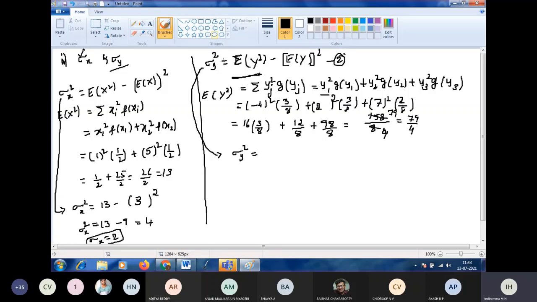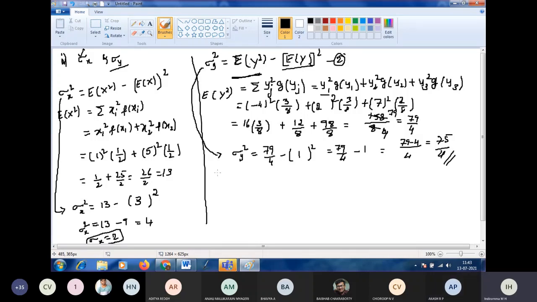Next, sigma y square is equal to expectation of y square, 79/4, minus expectation of y squared. What we have expectation of y? What we got? 1. That is 79/4 minus 1. Take 4 as LCM. 79 minus 4, that is 75/4. Did you clear? Fourth question is over.